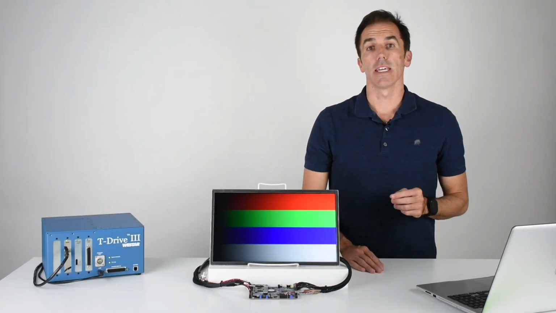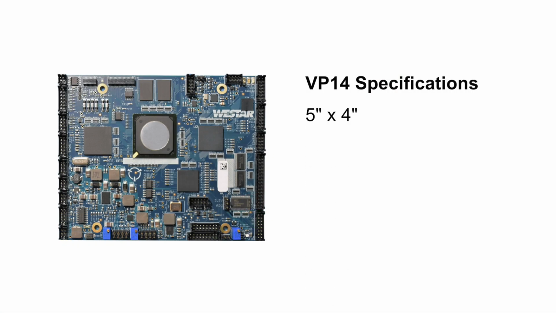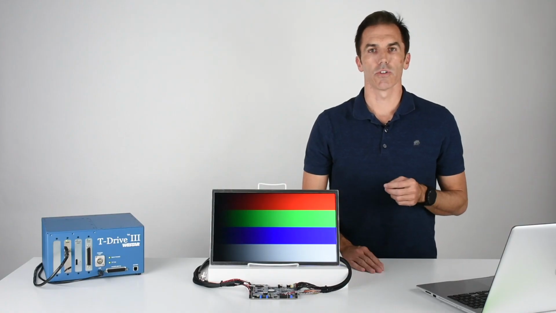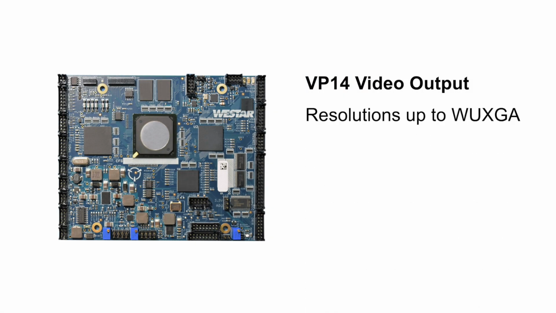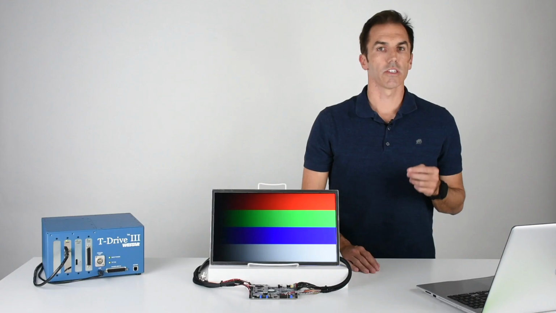Westar released the VP14 in late 2018, and this controller in many ways builds on the capabilities of our VP7 series boards. In its base configuration, the VP14 is a single board that measures 5 inches by 4 inches. It uses Hirose connectors for I/O, is RoHS compliant, and rated for temperatures ranging from 0 to 70 degrees Celsius. However, many customers extend well beyond this temperature range in their specific application. The VP14 can drive up to wide UXGA displays. It supports single or dual LVDS panels up to 165 megapixels per second, single pixel parallel digital for displays up to 1080p, and we offer adapters for additional output types such as DisplayPort and MIPI.